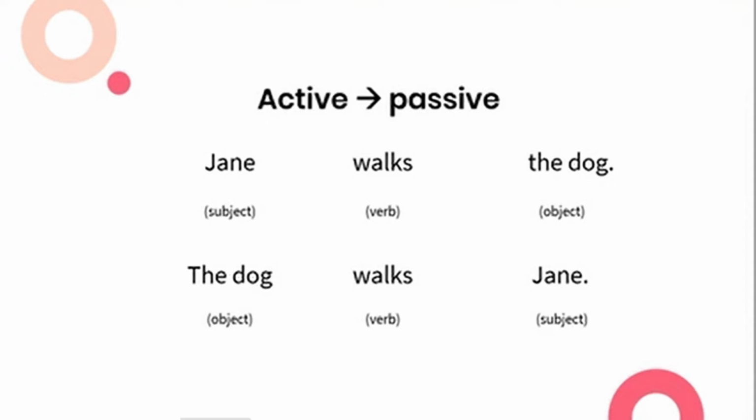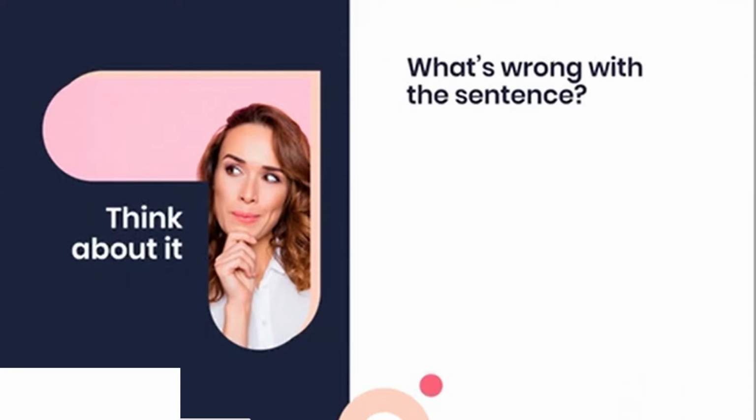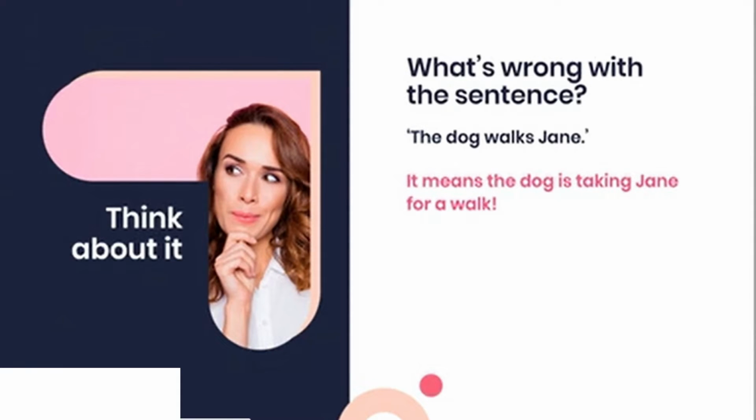I think there's something wrong here. The word order is correct and perfectly suited for passive voice, so what could be the problem? Think about it. What's wrong with the sentence? The dog walks Jane. Well, its meaning is wrong. This sentence means that the dog is taking Jane for a walk, which might put a funny picture in your head, but it isn't accurate. So, what needs to change to make the sentence accurate and correct?